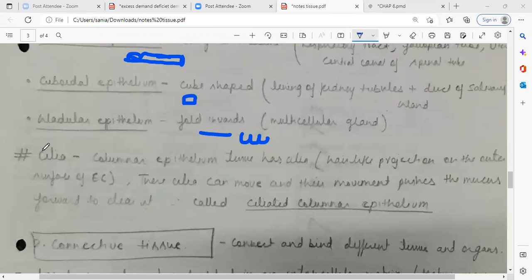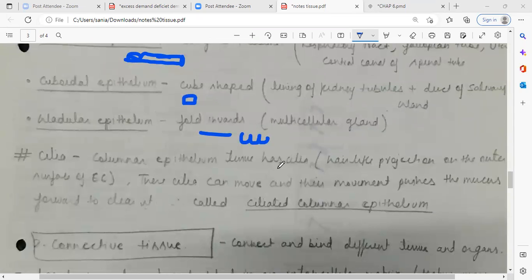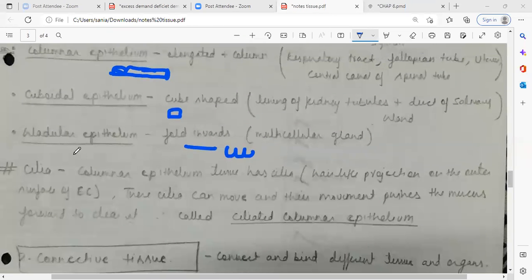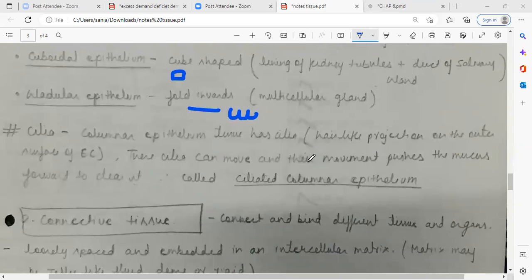Now you have to remember one thing: cilia. Ma'am, what is cilia? Cilia is basically found in columnar epithelial tissue, right? Over here we did different types, and this columnar tissue has the cilia. Now, what is cilia? Cilia are hair-like projections on the outer surface of the epithelial cells, which we are doing in epithelial tissues. These cilia can move, and this movement pushes the mucus forward to clear it, called ciliated columnar epithelium. Clear? Yes, ma'am.